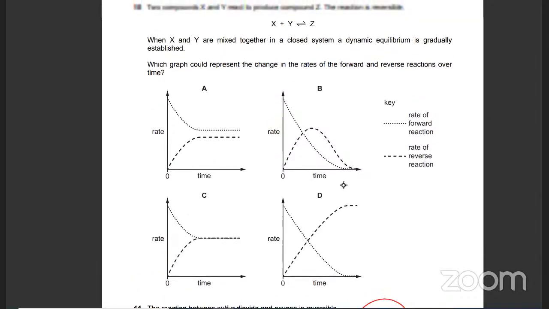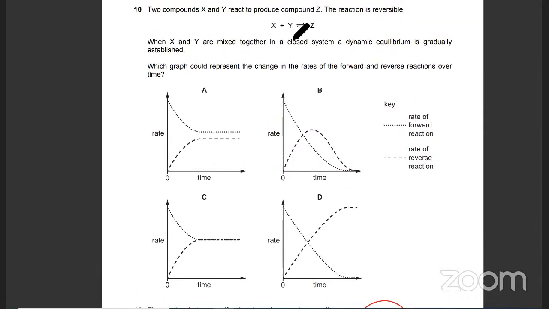So we've got this one. It's X plus Y reacting. It's a reversible reaction. X and Y are mixed together, so there's no Z initially. In a closed system, a dynamic equilibrium is gradually established. Which graph could represent the change in the rates of the forward and reverse reactions over time? So, C. Is it C? Maybe. The first thing, will the rates eventually become equal? Yes, sir.